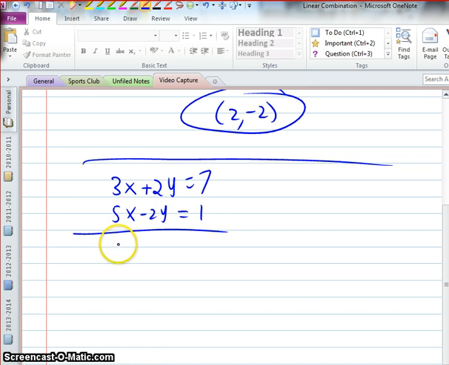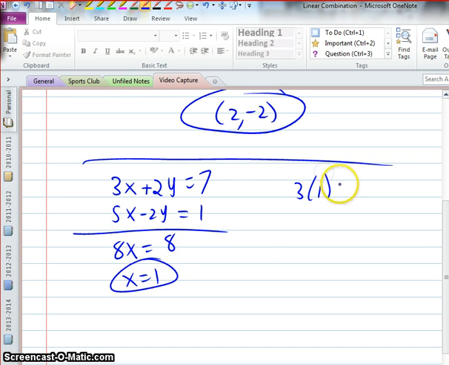Combine them and you've got 8x is equal to 8, so x is 1. Go back to the first equation, replace x with 1. 3 plus 2y is equal to 7. 2y is equal to 4. y is equal to 2.